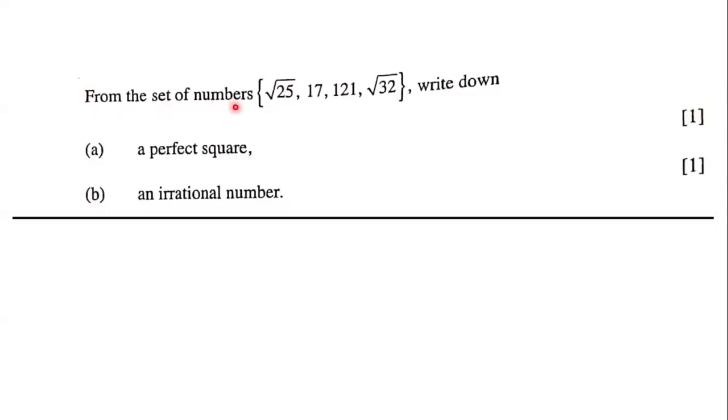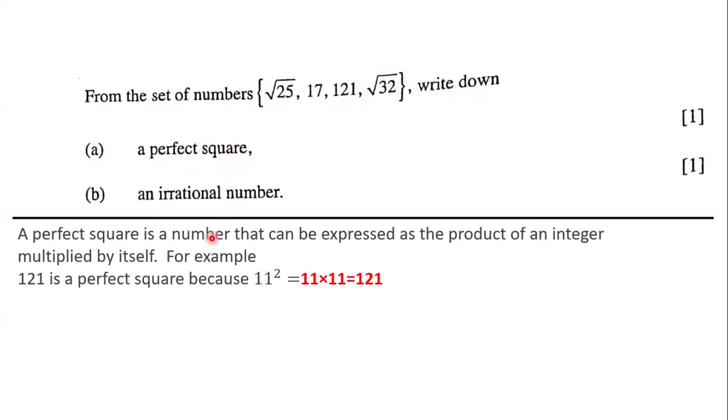From the set of numbers, square root of 25, 17, 121, and the square root of 32, write down a perfect square. Now, what is a perfect square? Well, a perfect square is a number that can be expressed as the product of an integer multiplied by itself. For example, 121 is a perfect square because 11 squared is equal to 11 times 11, which equals 121.